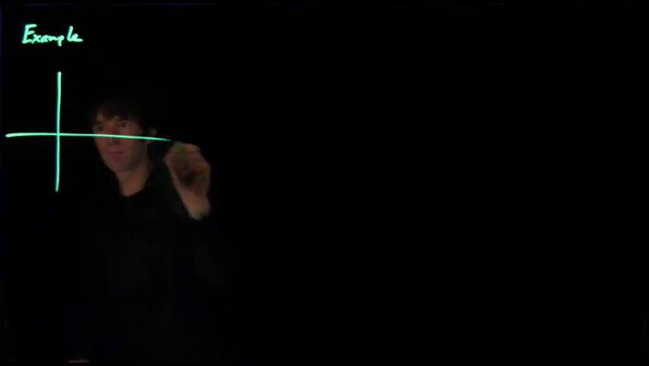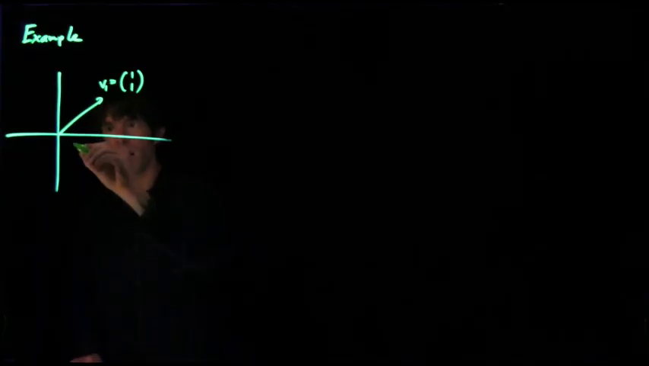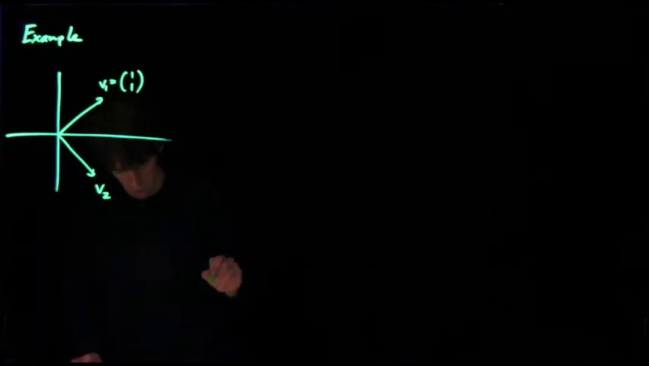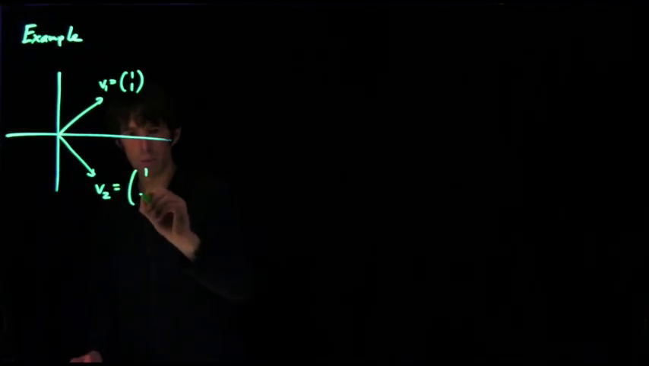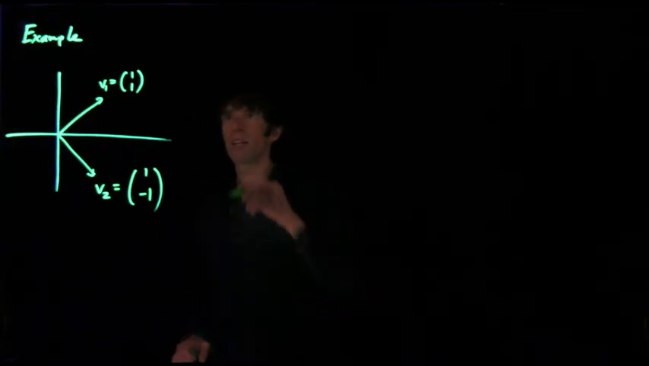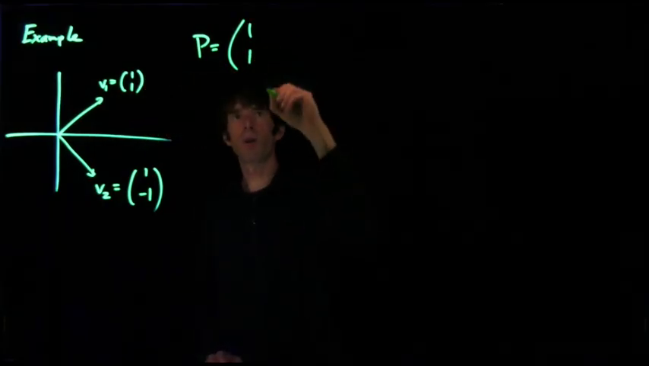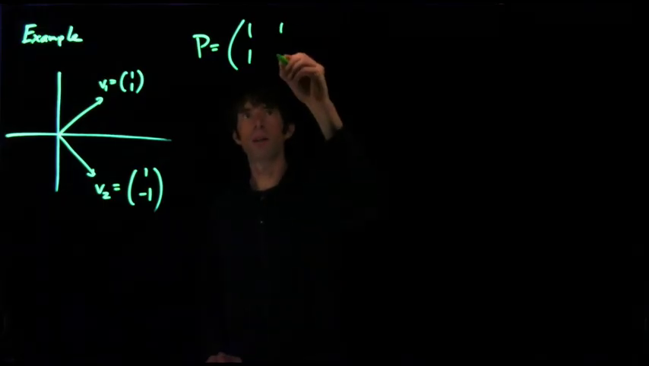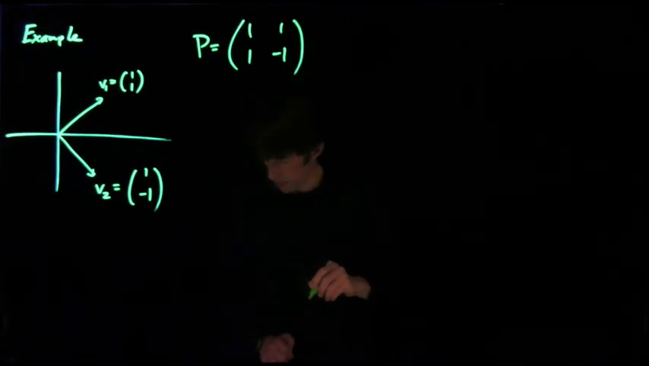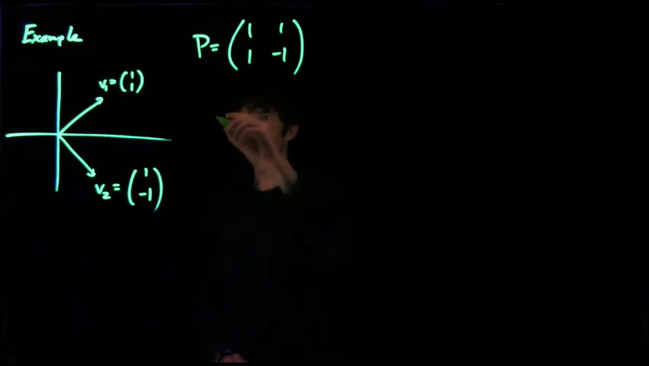In this example, let's take the following. I'm going to look at the basis vectors v1 is 1, 1, and v2 is going to be 1, minus 1. Now, let's put these together into my matrix P. So v1 goes as the first column, 1, 1. v2 goes as the second column, 1, minus 1. And now, let's check what happens here, just to make sure that we've got this right.